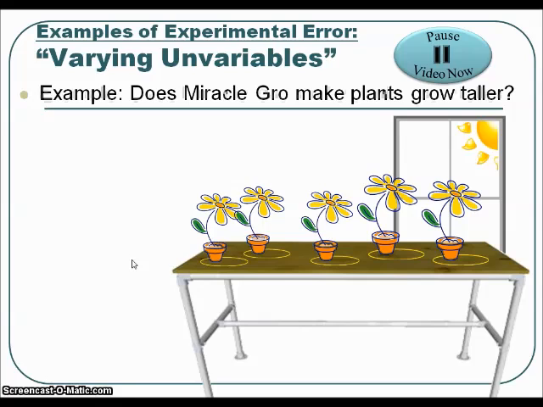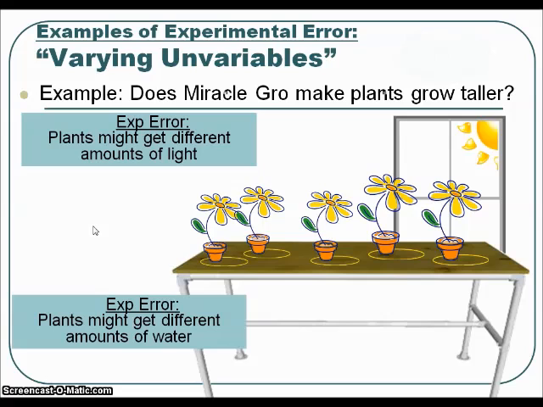Now in our experiment, the variable is how much Miracle Gro the plants get. So in our experiment, the only thing that should be different from plant to plant is how much Miracle Gro they get. Everything else should be the same. If something else changes, then that would be what we're calling a variable unvariable. So pause it, see how many things you can write down, and then click again to play.